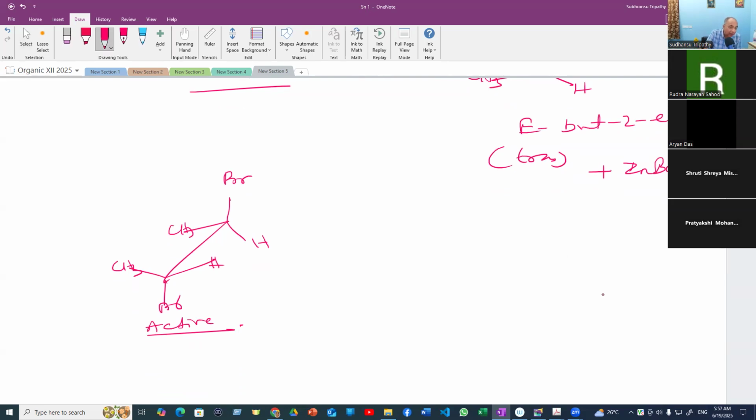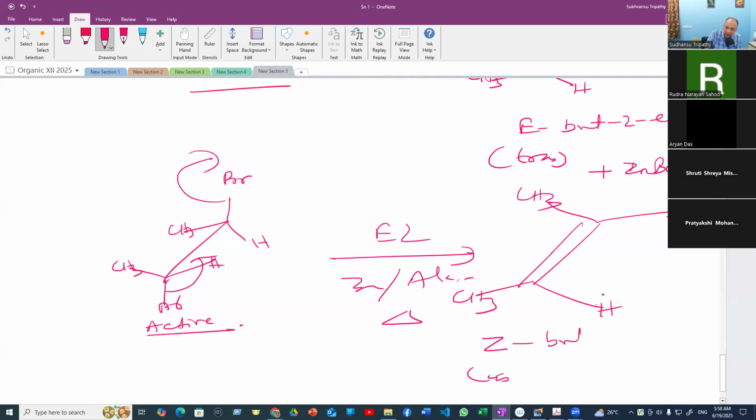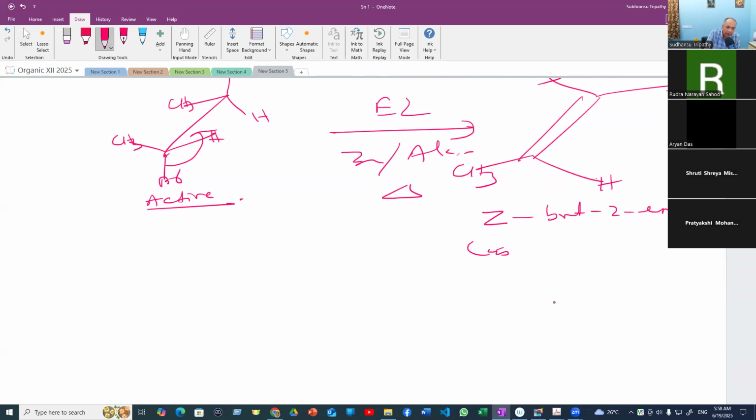So this, I have put it in the anti-periplanarity mode and the E2 mechanism, zinc, alcohol, heat, then this same thing will happen. Are you getting cis or trans? The cis. Methyl, methyl will remain on the same side. Hydrogen, hydrogen will remain on the same side. So you get Z or cis butene. So unless you know what the stereo is, and I'm giving you another example where I'm showing you the transition state directly.